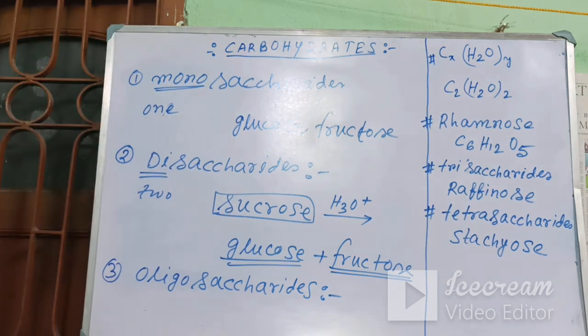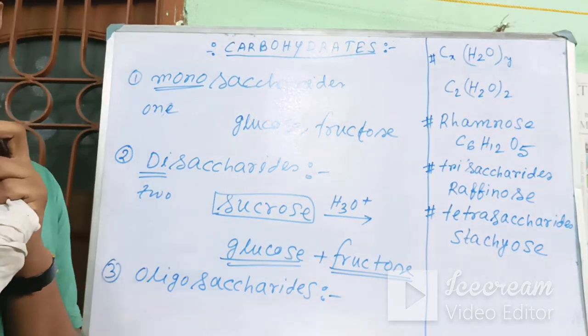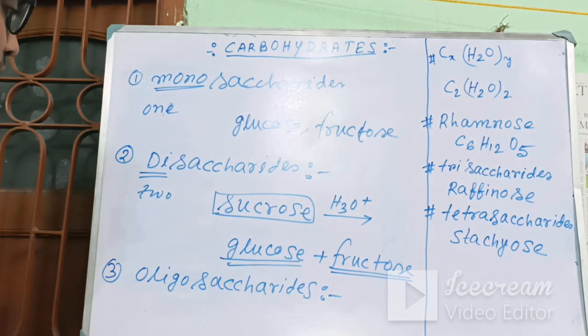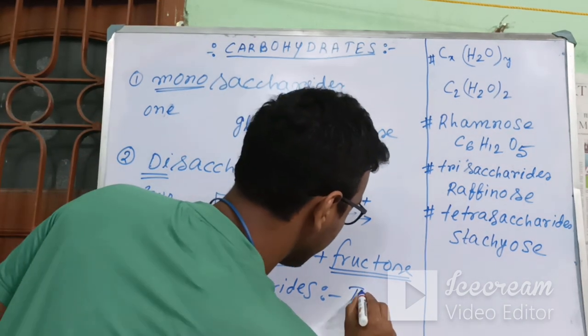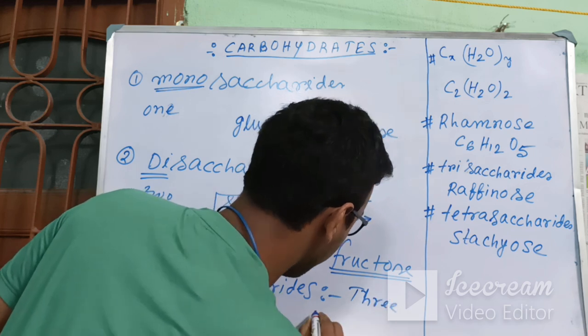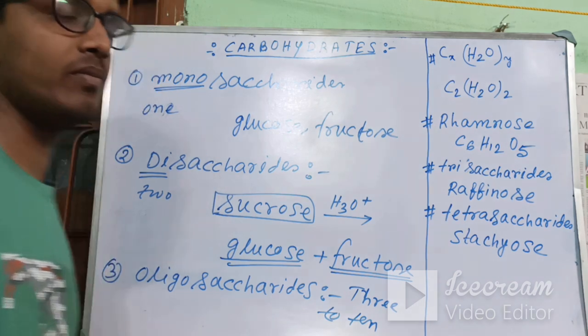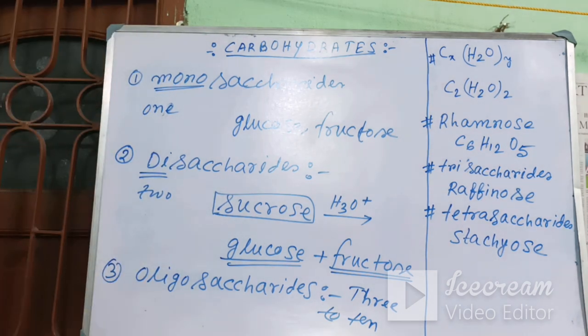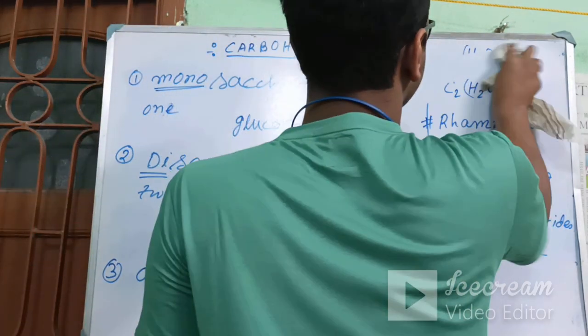So what is the definition of the oligosaccharides? Oligosaccharides are the class of carbohydrate compounds which on hydrolysis give 3 to 10 monosaccharide units. So these are called the oligosaccharides. Let us draw one example of oligosaccharide.